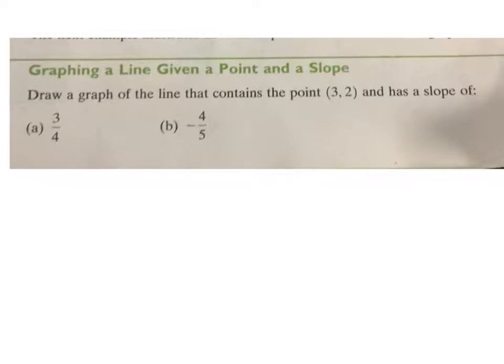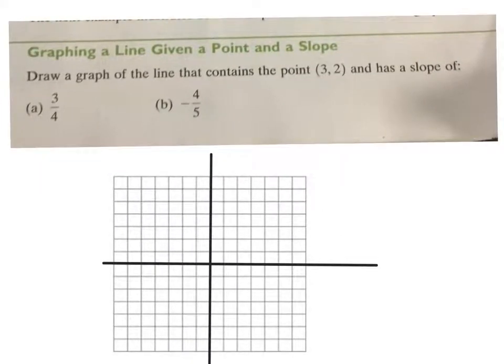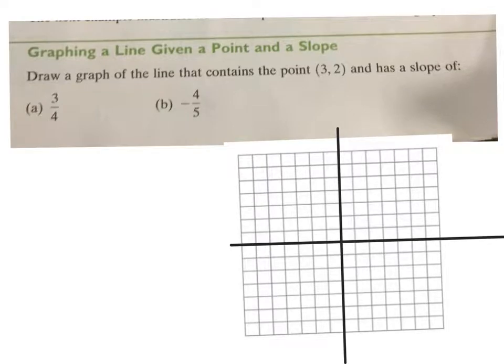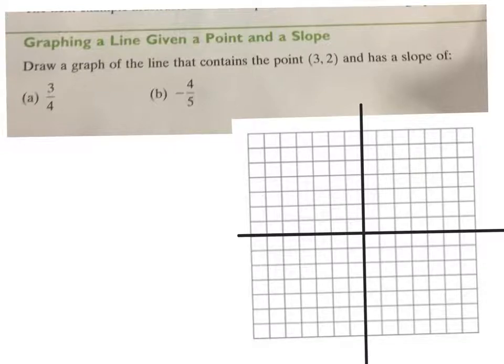Okay, now looking at example 2, it asks me to graph a line, or actually it's 2 lines. They both contain the point (3, 2), but we have different slopes. Okay, so the first line we're going to be dealing with has a slope of 3/4, and the second line has a slope of -4/5. But they both go through the point (3, 2). Okay, so let's find where that point is. So I start at the origin, I go right 3, I go up 2, and right there is my point (3, 2).